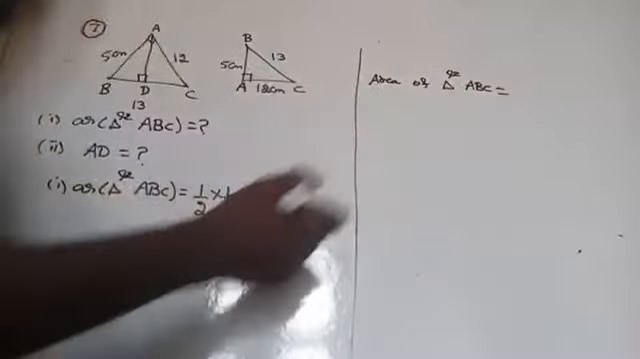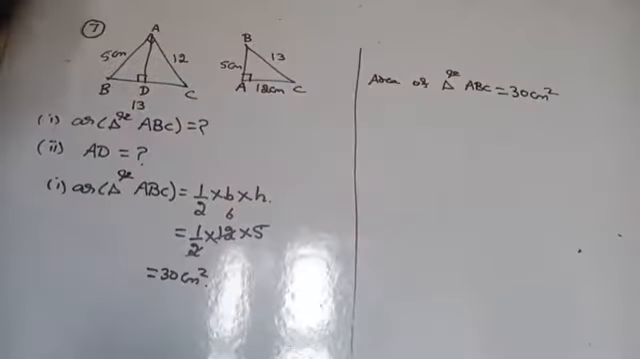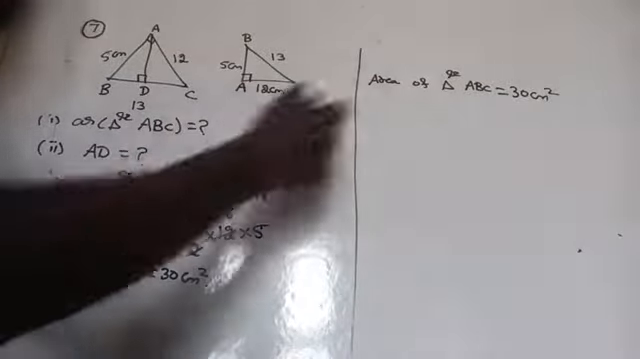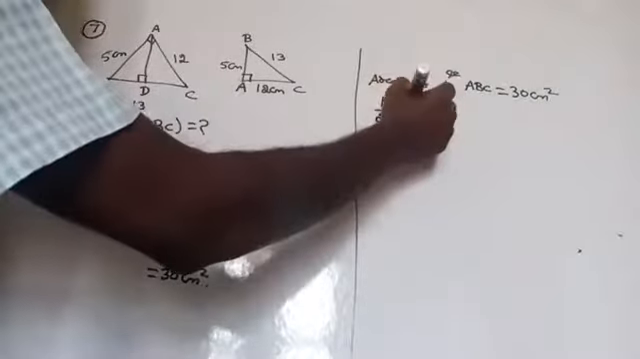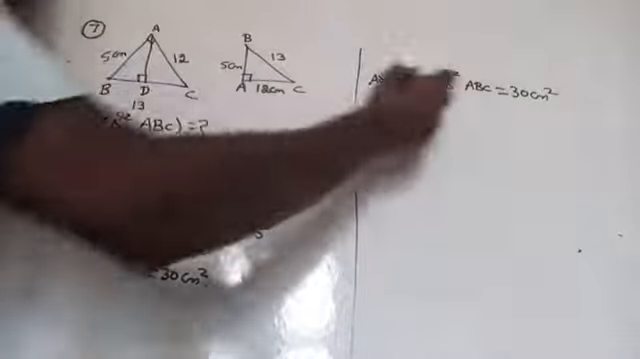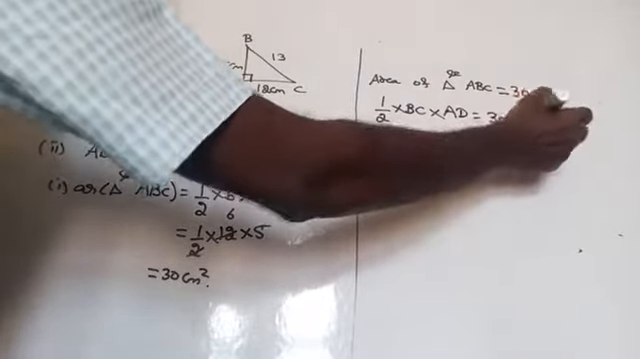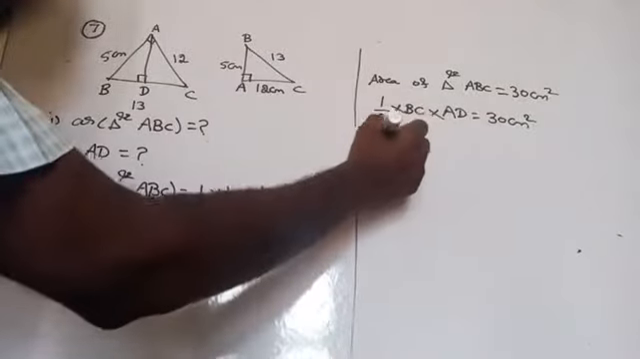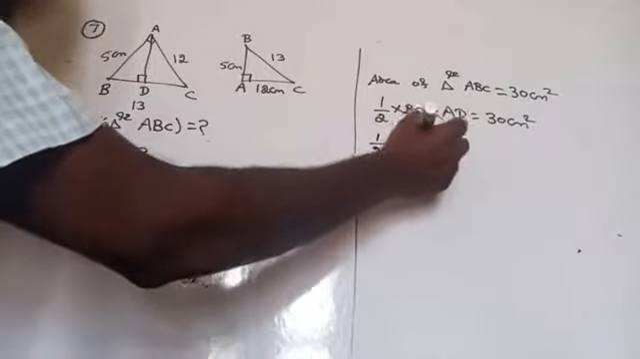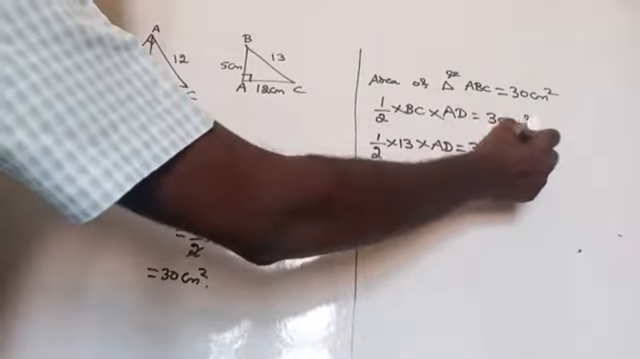How much did we find? 30 centimeter square we found here. Now what is that? Half into base into height. Now half into base is what? BC, and then height is nothing but AD, which is equal to 30 centimeter square. Now already we know the base, BC, is how much? 13. So half into 13 into AD, we don't know that. We are going to find AD only, which is equal to 30 centimeter square.